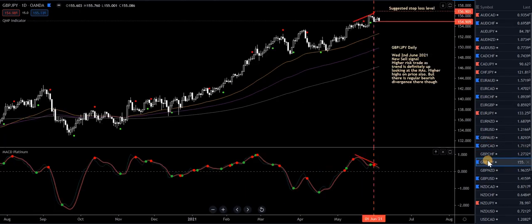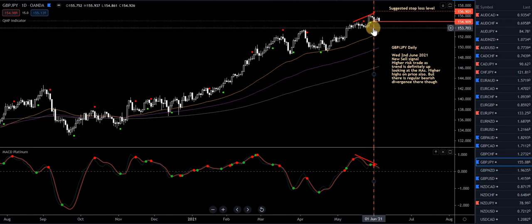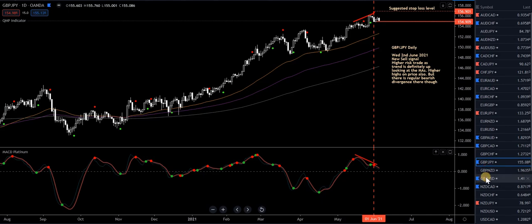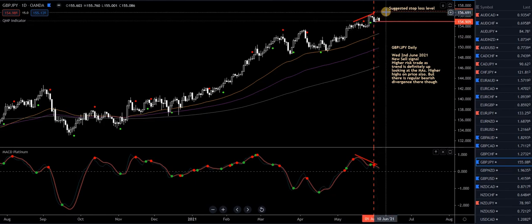Pound Yen, the sell signal a few days ago. Remember, these are all correlated. Pound, pound, pound, pound, pound, pound. So they're all correlated. So sell signal, high risk trade again against the trend. Well, you know the drill.